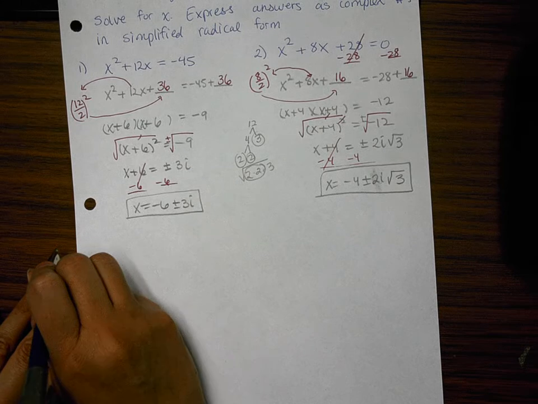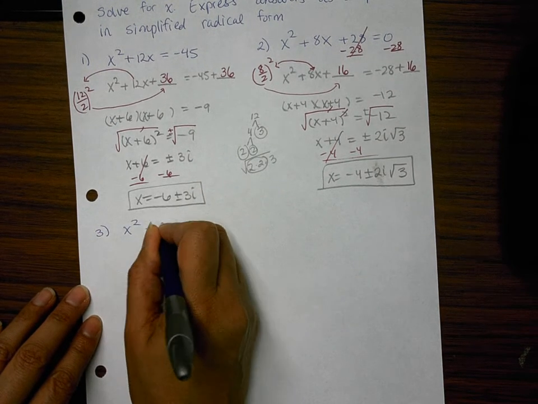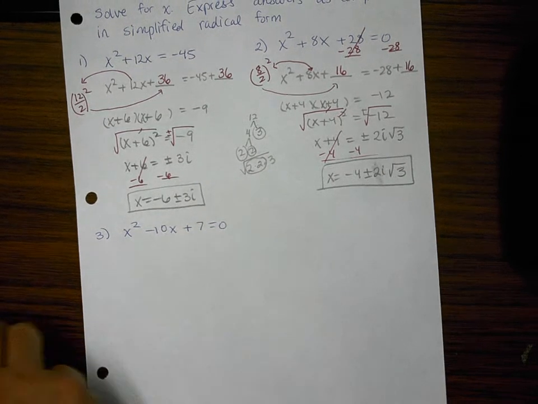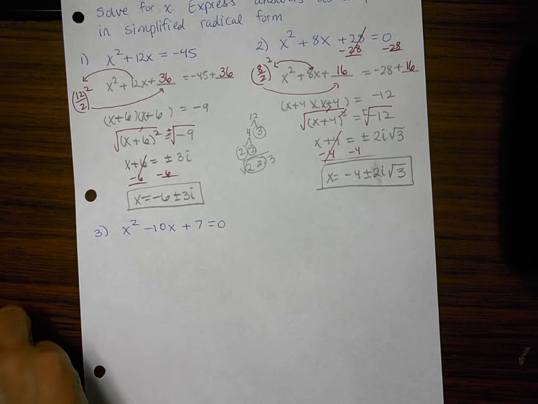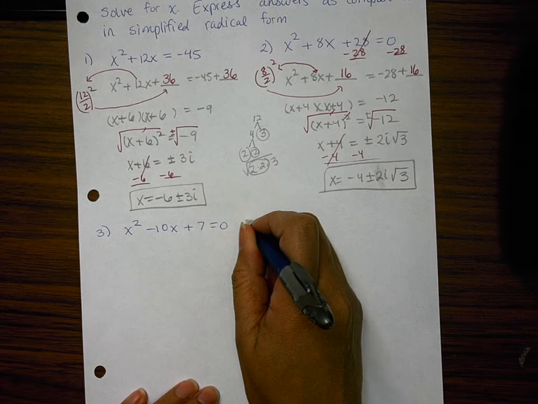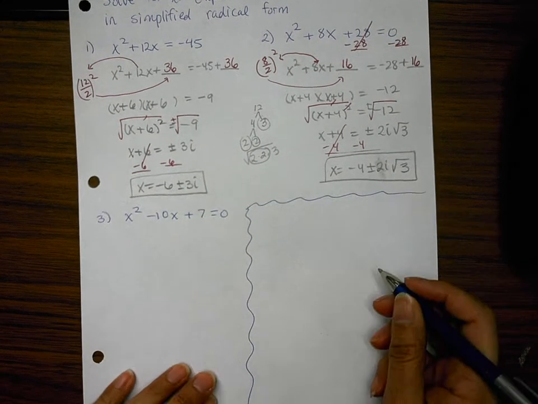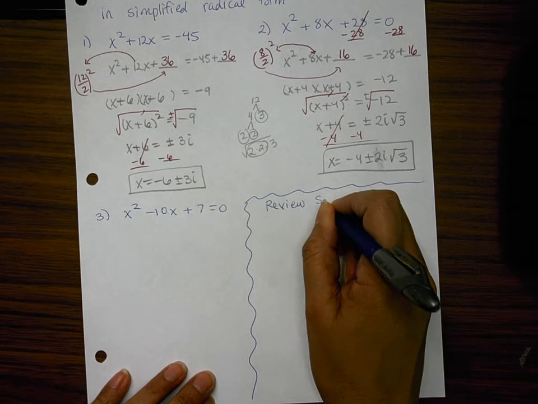Number 3, x squared minus 10x plus 7 equals 0. I'm going to have you guys try that one on your own. And I am going to start the review. We are going to have some review here.